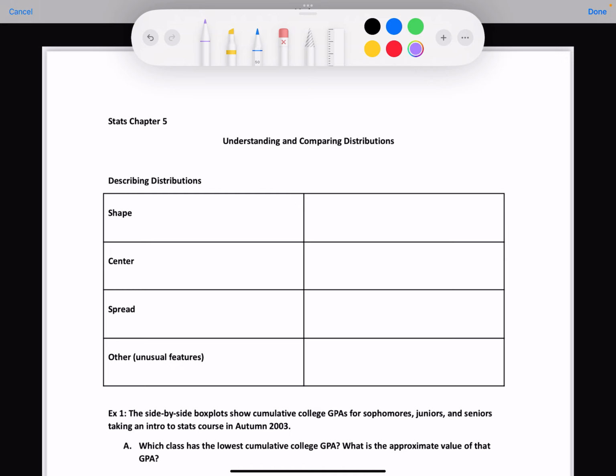So we're just going to fill this in, the things we're looking for when we're describing a distribution. When we're talking about shape, this is more of a review: unimodal, bimodal, or sometimes we call it multimodal. I don't know why I always struggle to say that word. Symmetric or uniform. And then it can be skewed left or right.